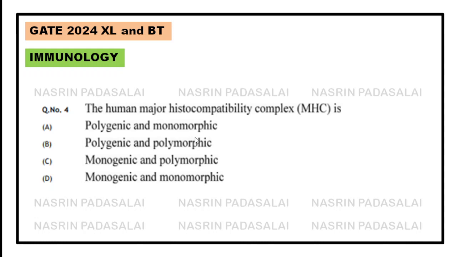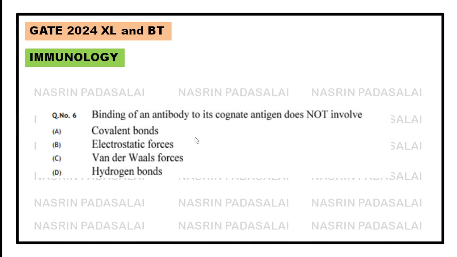The human major histocompatibility complex is polygenic and also polymorphic. Okay, so option B is correct. Polygenic means they are made up of a large number of genes. Okay, and polymorphic means they have a large number of alleles. So the human major histocompatibility complex is polygenic and at the same time polymorphic. They show enhanced polymorphism when you compare with some other genes.